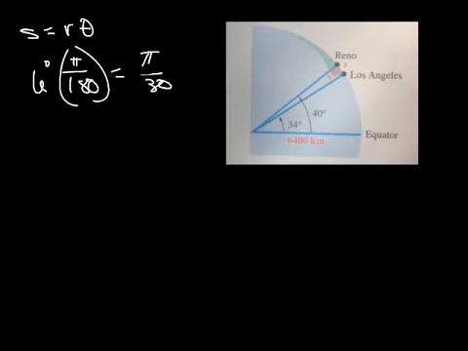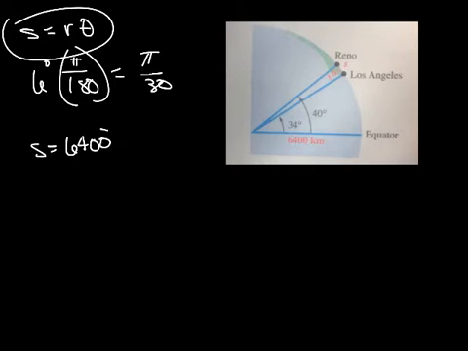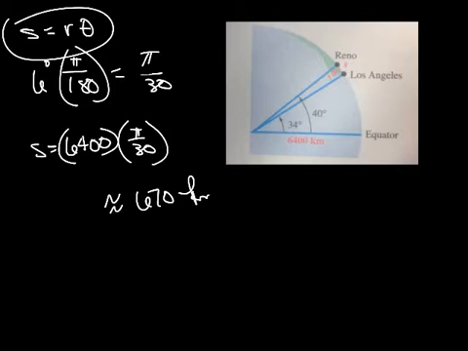So the distance between the two cities is, again, S equals R times theta. So R is 6,400, the radius of the Earth, times theta, pi over 30, our 6 degrees changed to radians. So when I multiply those out, I end up getting something close to 670 kilometers. Okay, let's jump to example number 3.